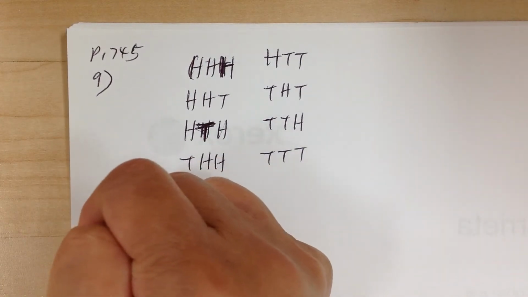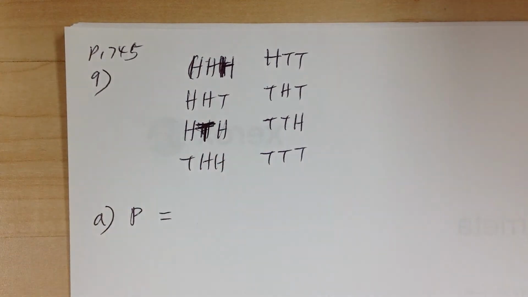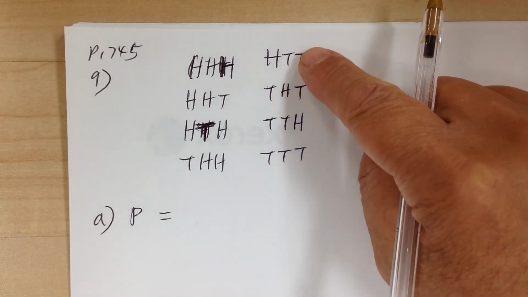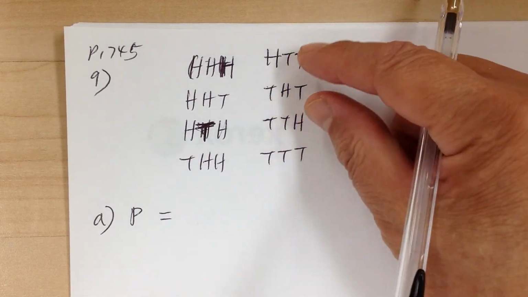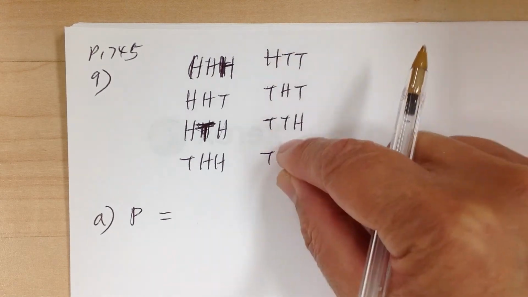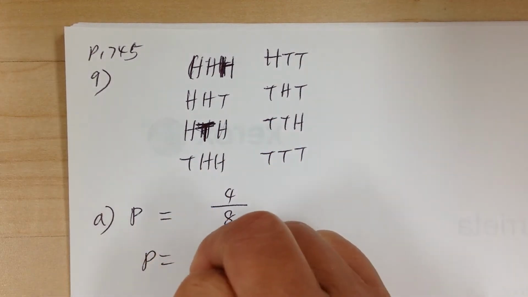Okay, so part A, the probability of at least 2 tails. So at least 2 tails would be these 3 over here, and this one, so it would be 4 out of 8. So probability will equal 1 over 2.